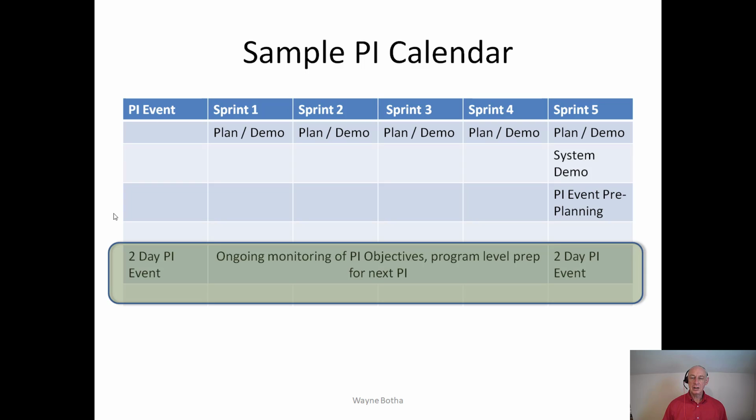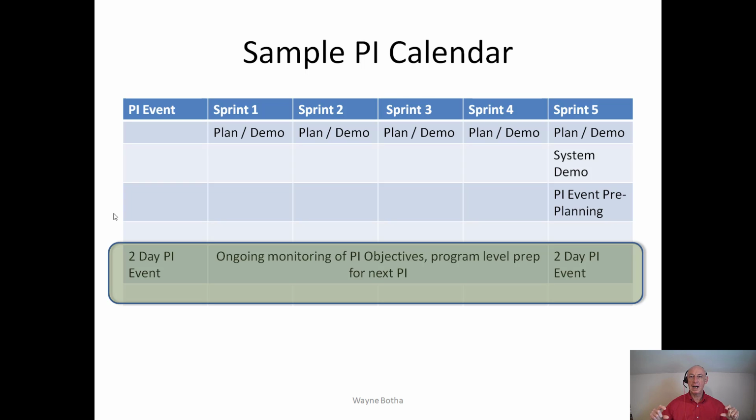And so at a high level, this is a sample program increment calendar. In this case, we've got 4 sprints of working sprints, and the 5th sprint is really a buffer zone so that you can either do planning for the next PI and the teams can wrap up the work that they haven't finished in that program increment. In my experience, I found that the 5th sprint is always used to catch up with the other work that has not been completed during the program increment and also to prepare for the next PI.